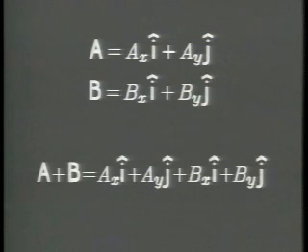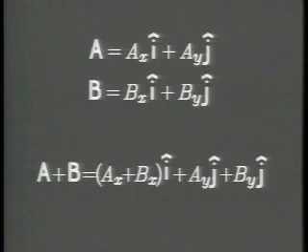With the help of i and j, adding and multiplying vectors can be accomplished by ordinary algebra.